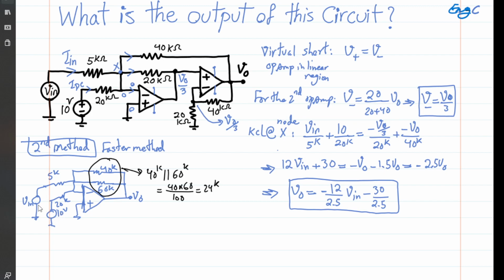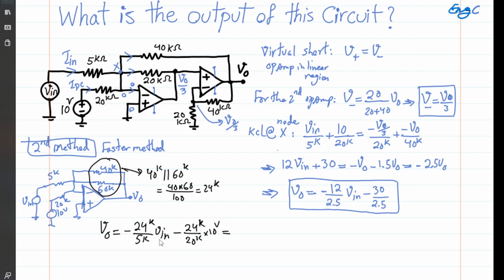Now I have two input voltages that are applied to this inverting amplifier. We know that for each of them, we can simply say there's a gain of negative feedback resistor, which is 24K, divided by the resistor that is connected to that voltage. So effectively, V out is minus 24K divided by 5K times V in, and minus, again, it's an inverting amplifier, 24K divided by the 20K, times 10 volts. I'm just making sure I'm not missing something. Yes, it's 20K.